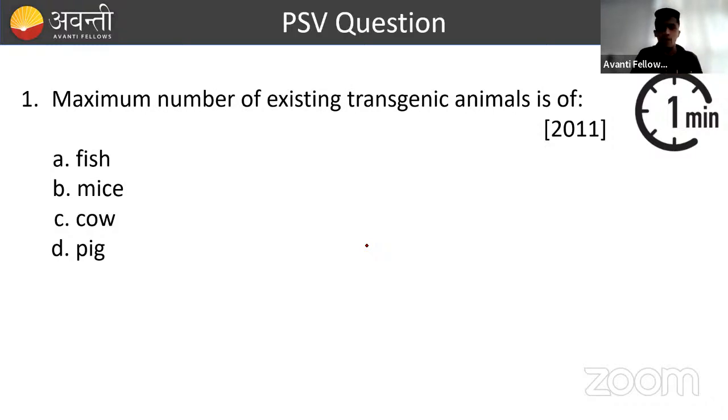So now we have a question. Maximum number of existing transgenic animals is of, okay. So I will launch a poll. So you take a minute and try to answer this question.